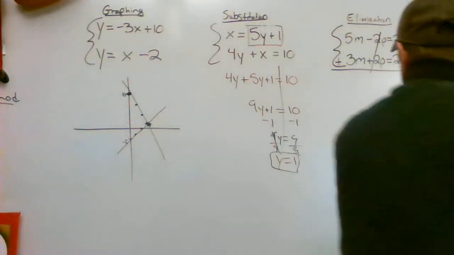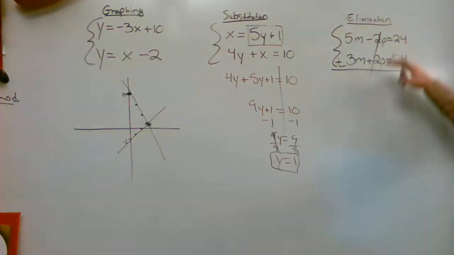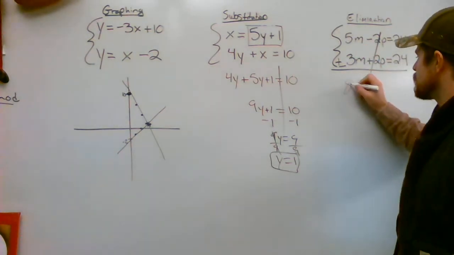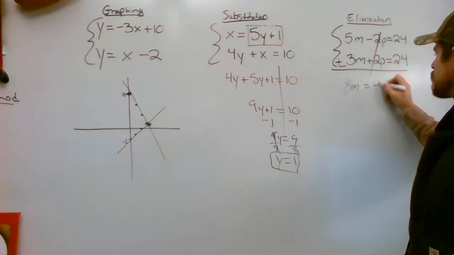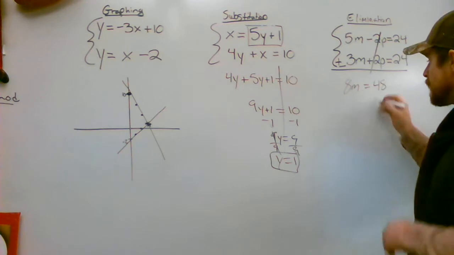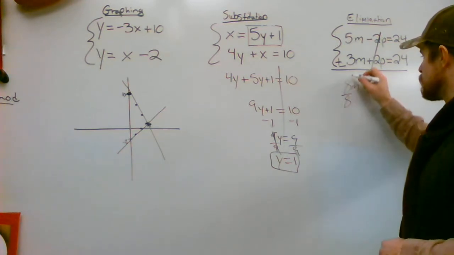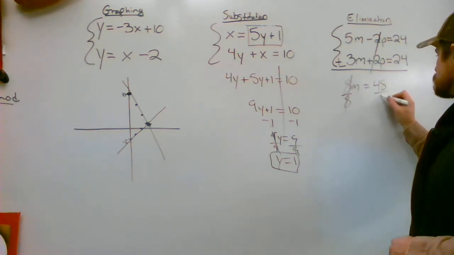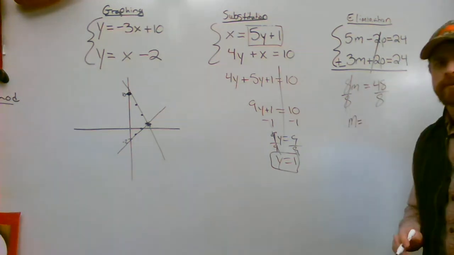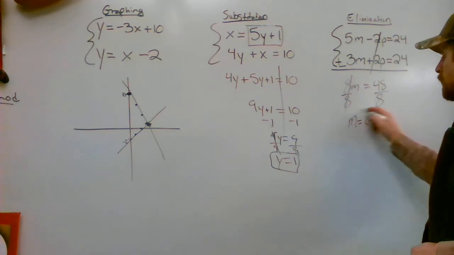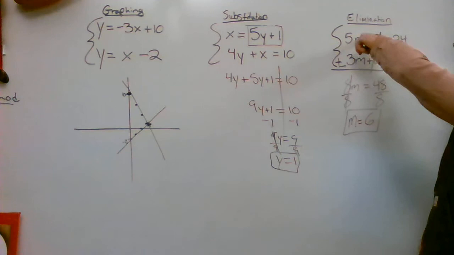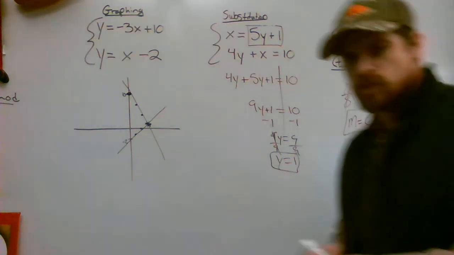And last but not least, through addition, we are going to eliminate the p's. I then would get 8m equals 48. 48 divided by 8, and we're going to get our result. Ding, ding, ding. m is equal to 6. Take that 6, plug it back up into one of the m variables, and you can find your p.